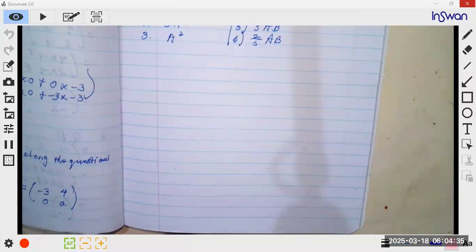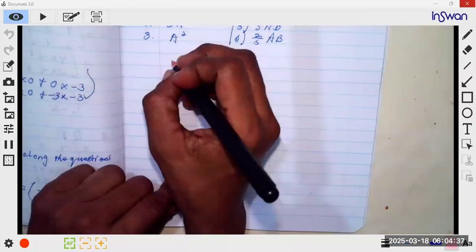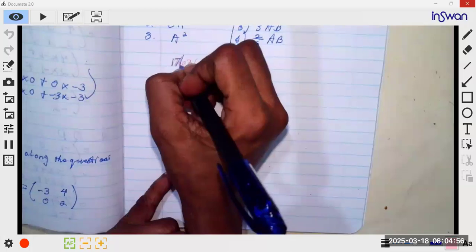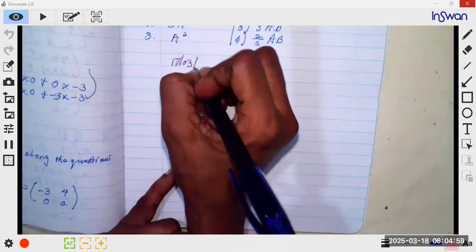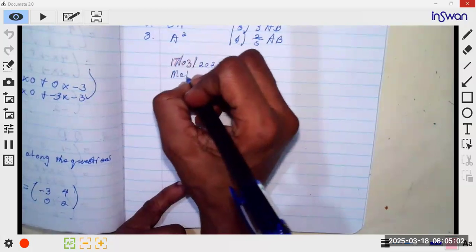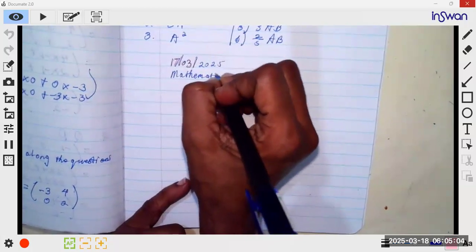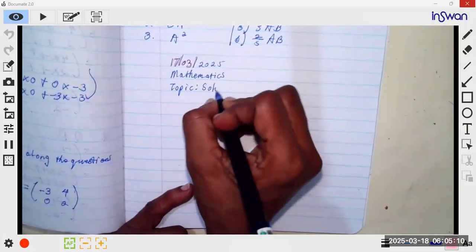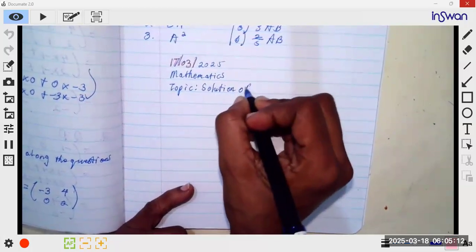So the first solution will be, today is the 17th of the third month, 2025. Mathematics. And the topic will be solution of homework. Solution of homework.